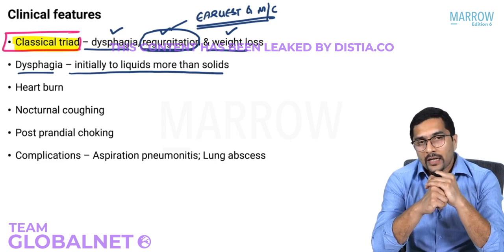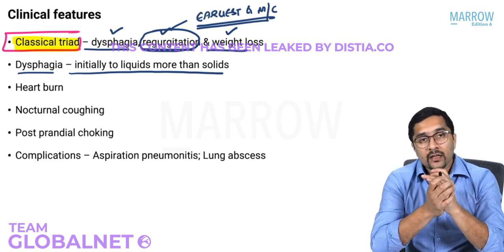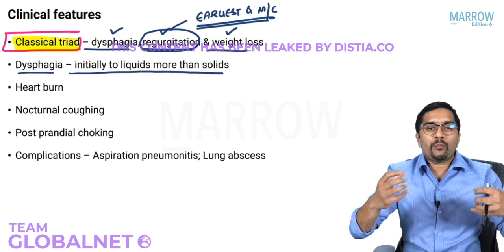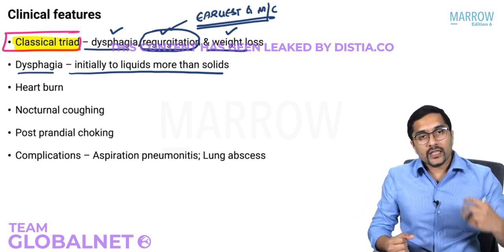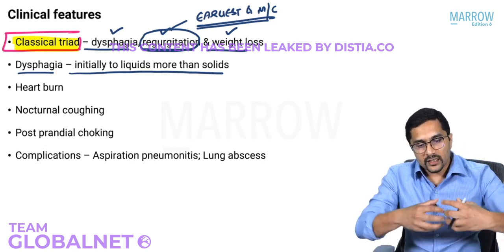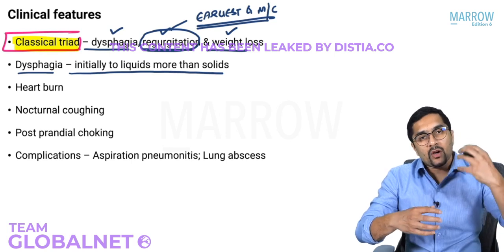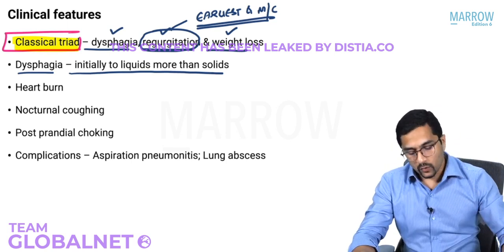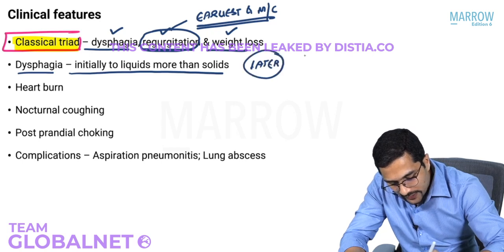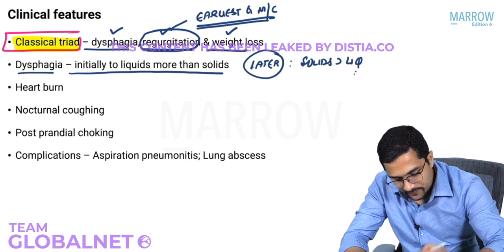And sometimes in the viva, the examiner asks, why is it more to liquids than to solids? So what happens is that solids have more weight. Because of the weight of the food, it tends to open up the lower esophageal sphincter. So in the initial phases, because of the solid food materials, the sphincter opens up. But because liquids have less weight, it does not open up. Of course, later on, it becomes more to solids than to liquids.